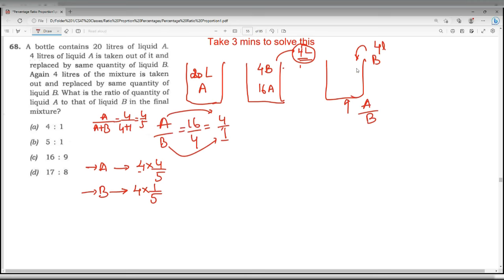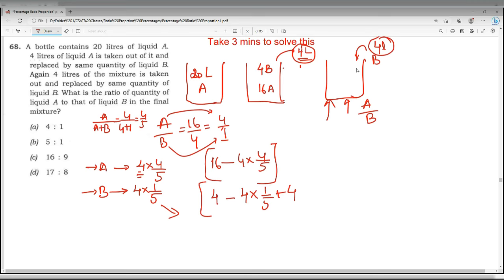And then again 4 liters were added. So before adding this, we'll calculate the amount of A that was there. This much quantity of A was removed. Earlier there was 16 liters of A, and if you remove this, we get 16 minus 4 into 4 by 5. This is the quantity of A in the final solution. And for B, earlier B was 4 liters, and now they have removed 4 into 1 by 5, and then they are adding another 4 liters here. So this will be plus 4. This is B.